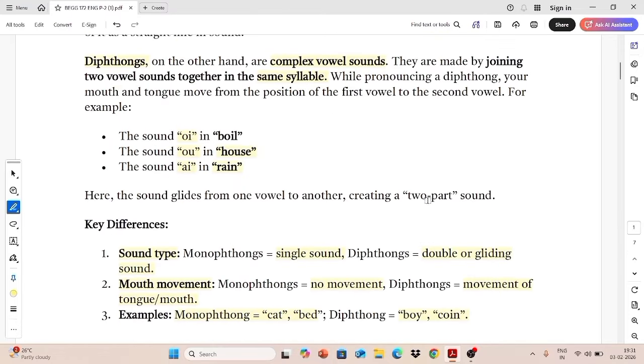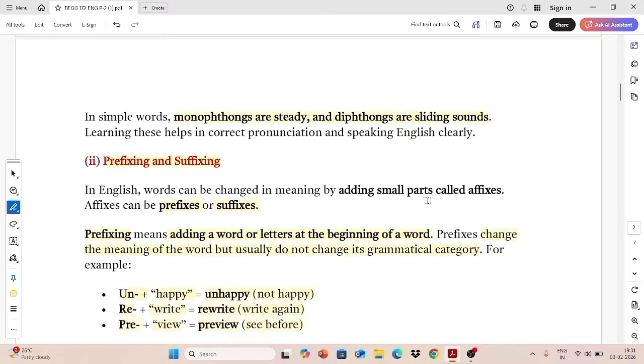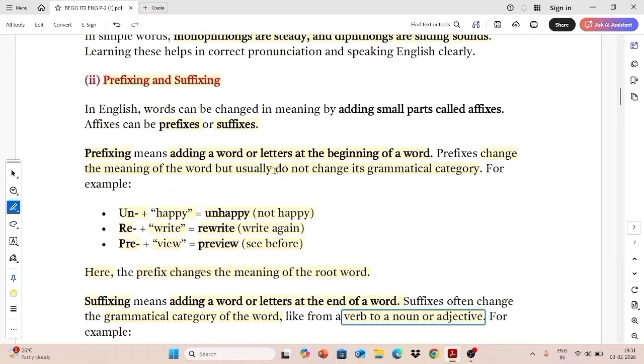Then we moved to word formation. That was our second question, that is prefixing and suffixing. These processes show how English builds new words. Prefixes change the meaning of a word, and by understanding affixes, your vocabulary automatically grows and you also improve your ability to guess the meanings of new words.